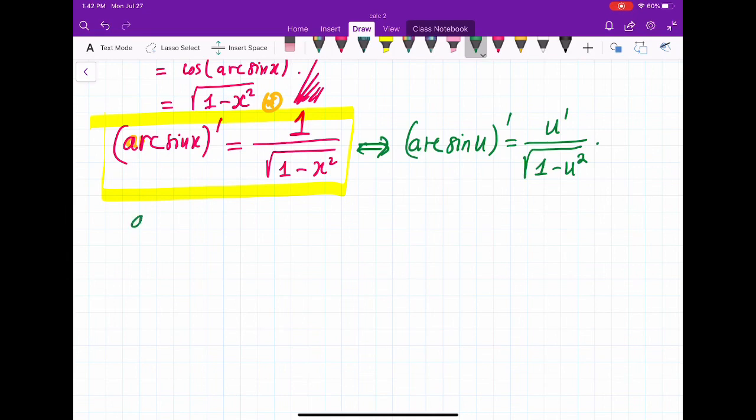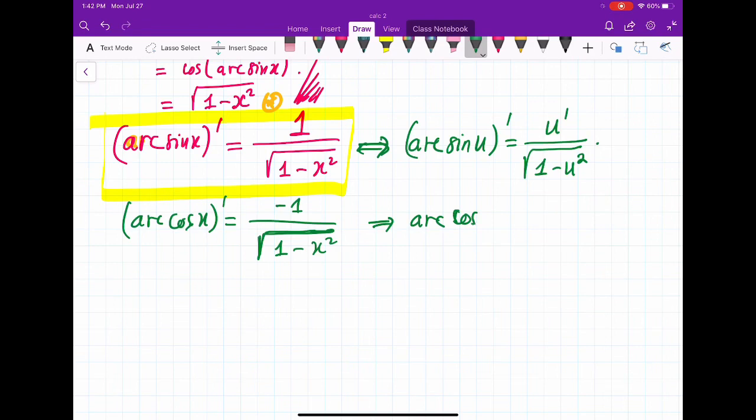We have the derivative of arc cosine of x. This is equal to negative 1, sorry, negative 1 divided by the square root of 1 minus x squared. And if we have a function u over there, you take the derivative, you get negative u prime over the square root of 1 minus u squared. Okay.